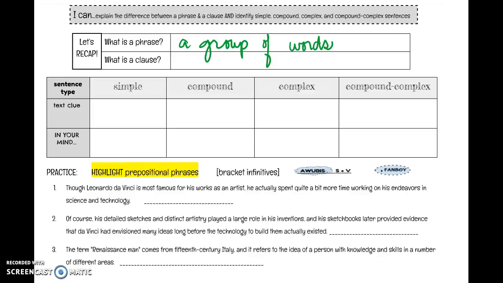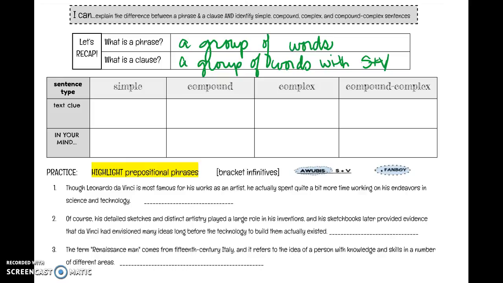What makes a clause different is it's also a group of words, but it's a little bit more complicated. It's got a subject and a verb with it. So if you see a subject and a verb, you know that you're not talking about a phrase anymore. It's a clause. And we have two different types of clauses. You have an independent clause, which just like you, when you are independent, you can do everything on your own. You don't need any help. You're independent. An independent clause is just a complete sentence by itself.